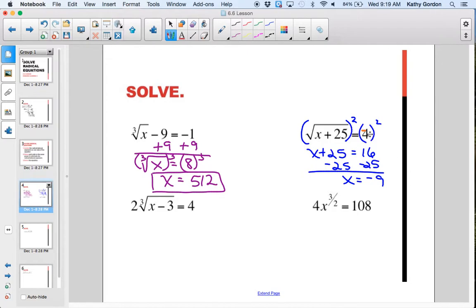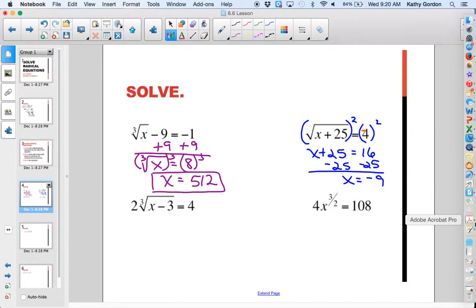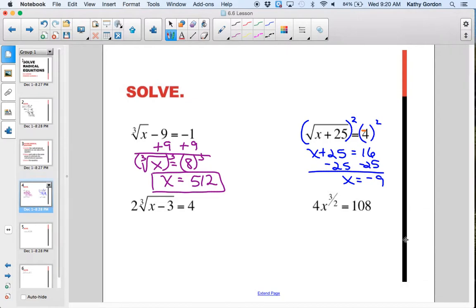So if this had been a negative 4 to start with, then we would have to say there's no solution, because negative 9 does not actually make this all work. Okay? All right. But it wasn't, so let me rearrange that.